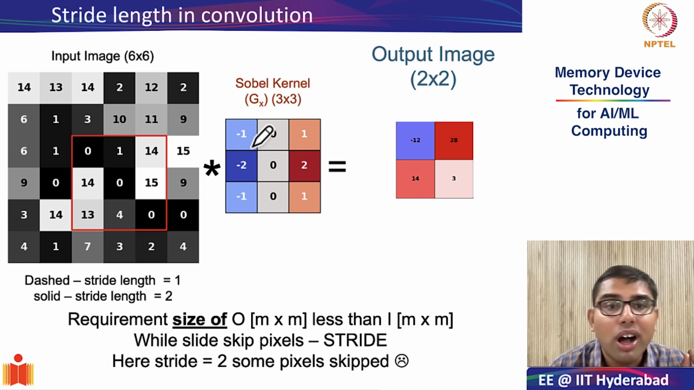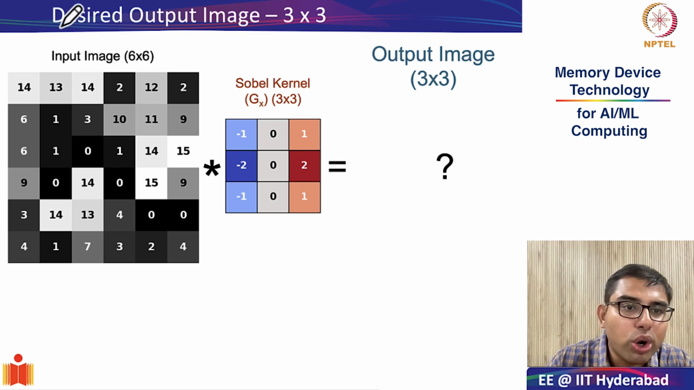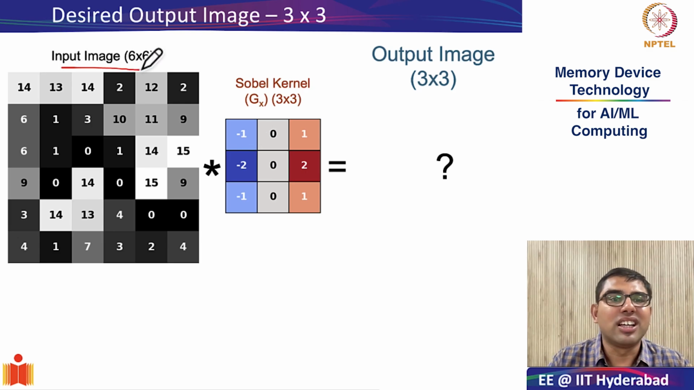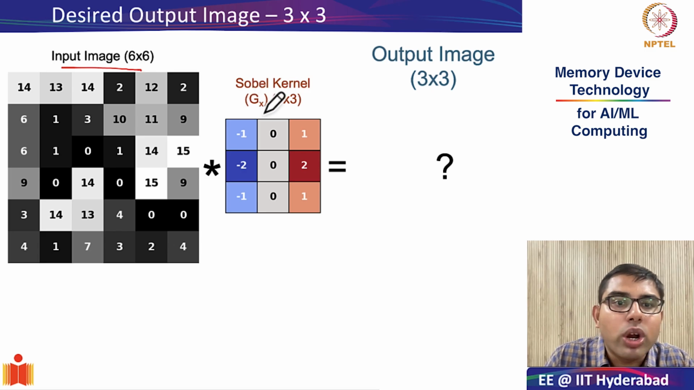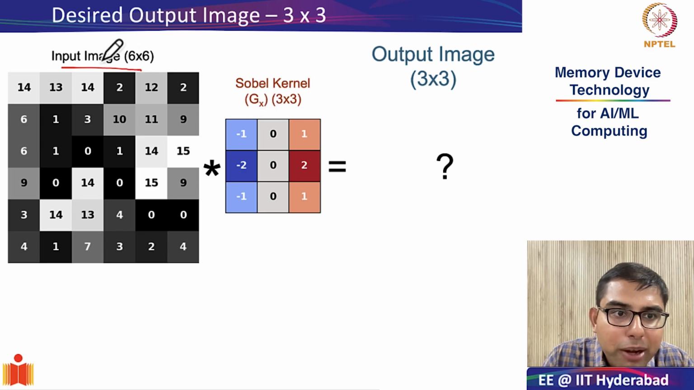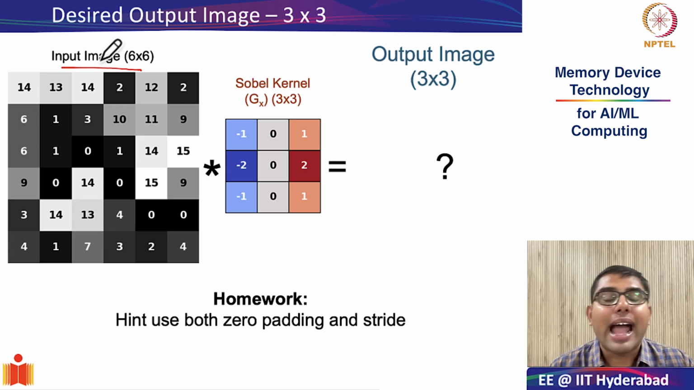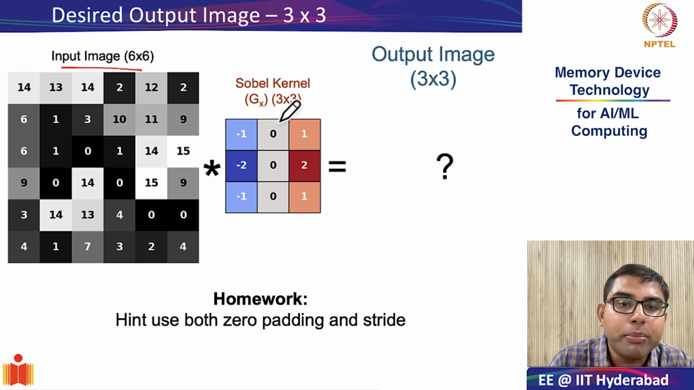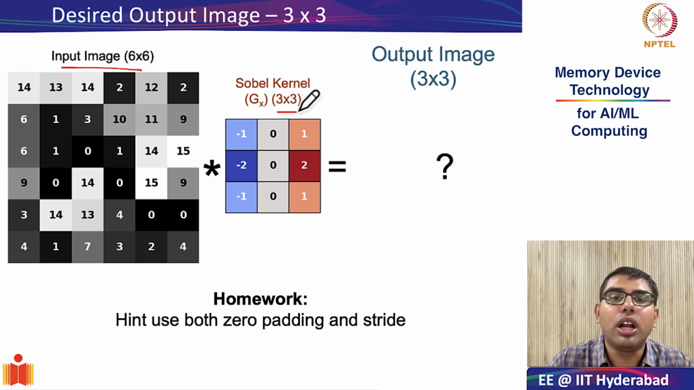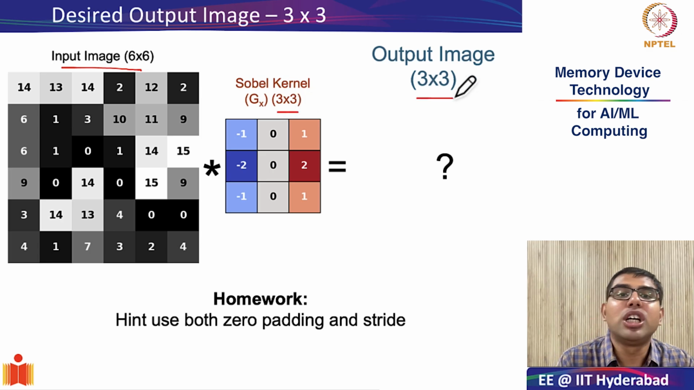So let me give you a homework problem. In our homework problem, we have your original 6 cross 6 matrix of images. I want you to find out how you can modify the input image and include zero padding and also include stride length so that the 6 cross 6 image with this 3 cross 3 kernel can produce an output image which is 3 cross 3. Please think about it carefully. This is your homework task.